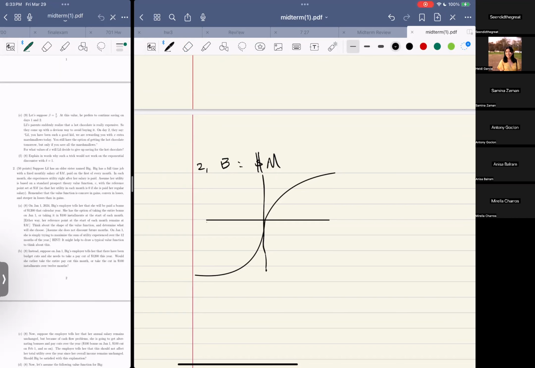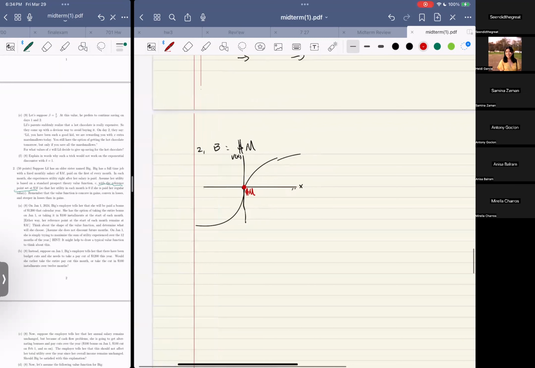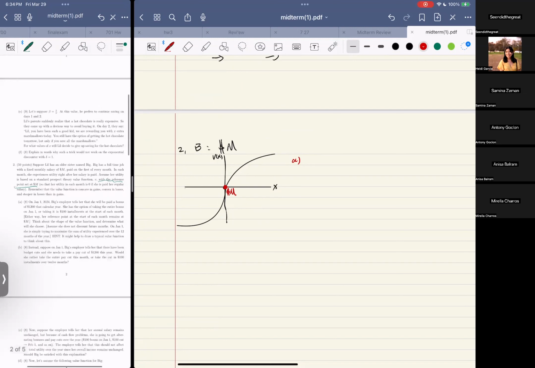Something like this. The value function, v of x, with the reference point set at M. So this is our reference point. It's set at $M each month. Concave in gains, convex in losses. Exactly, that is the graph.